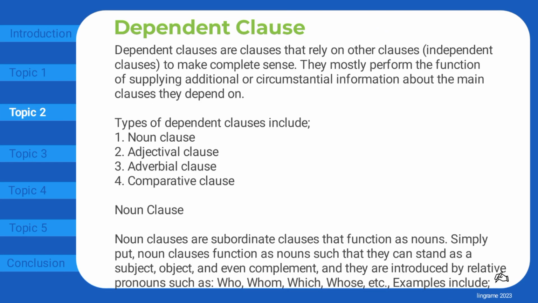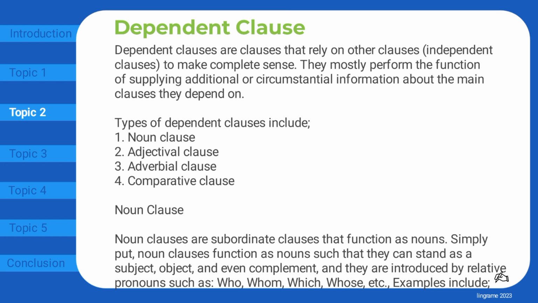Dependent clause. Dependent clauses are clauses that rely on other clauses, independent clauses, to make complete sense. They mostly perform the function of supplying additional or circumstantial information about the main clauses they depend on. Types of dependent clauses include noun clause, adjectival clause, adverbial clause, and comparative clause.